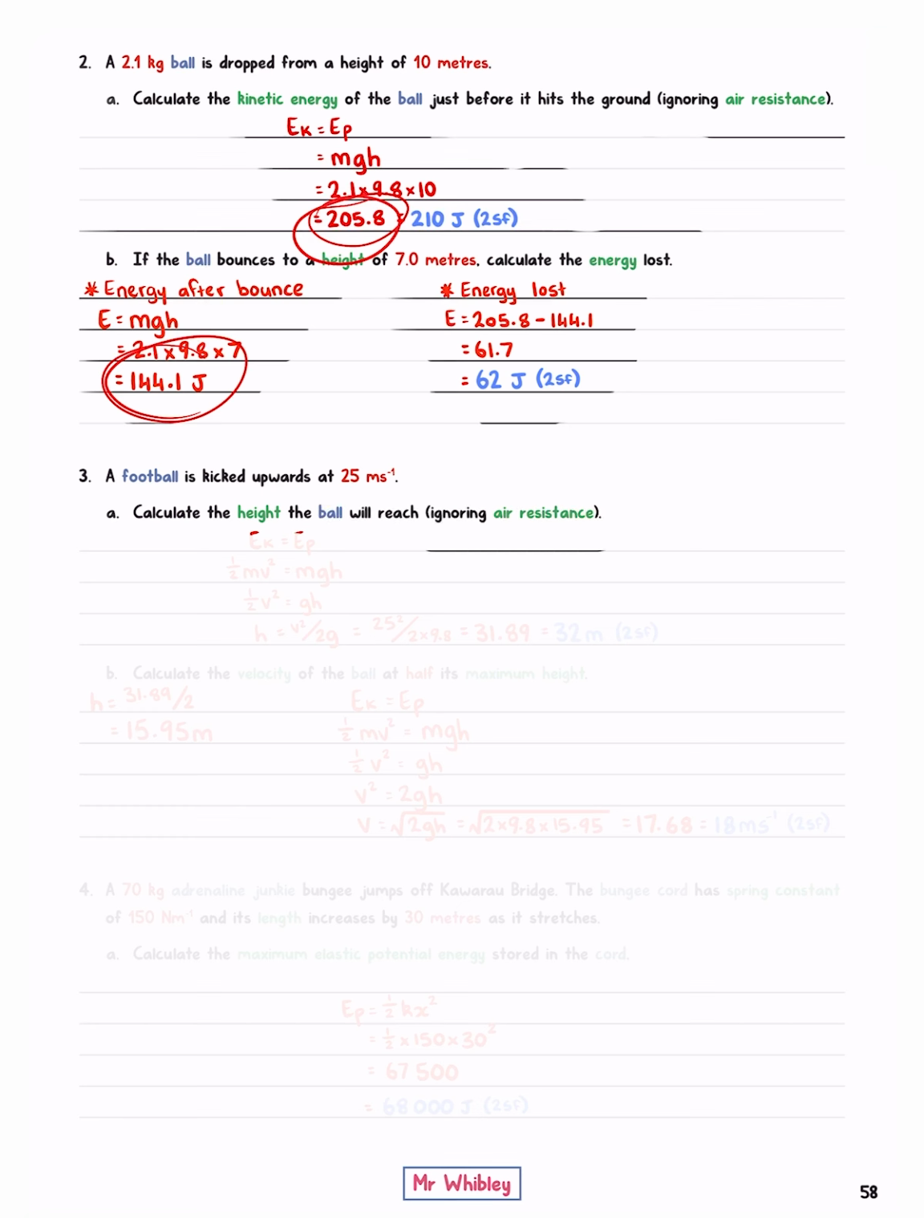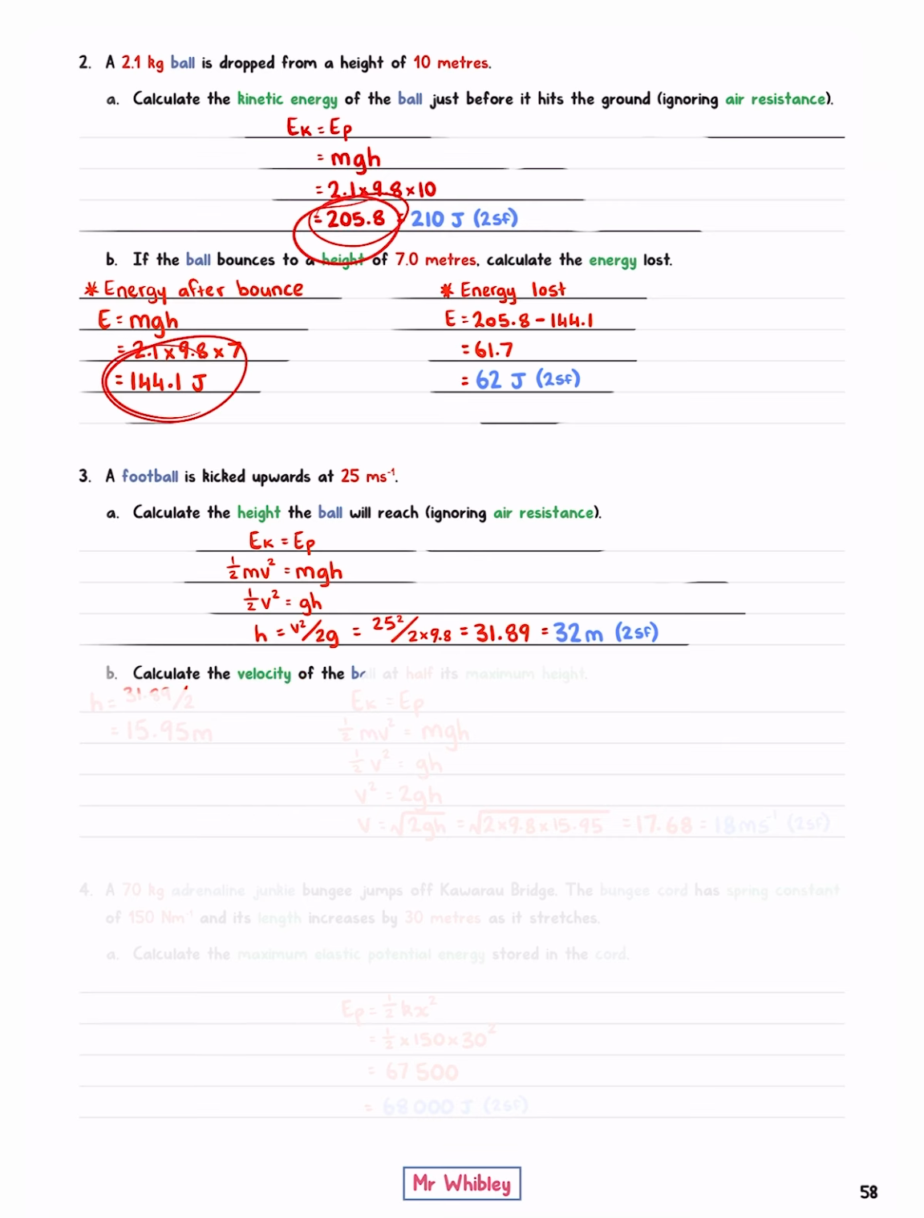We know that our ball will have an initial kinetic energy, and that all of this energy is going to go into our gravitational potential energy. Knowing that kinetic energy is half mv squared and gravitational potential energy is mgh, we can divide both sides by our mass, which gets rid of it entirely, and now solve for our height by dividing both sides by g. Putting our numbers in gives me 31.89 or 32 meters to two significant figures.